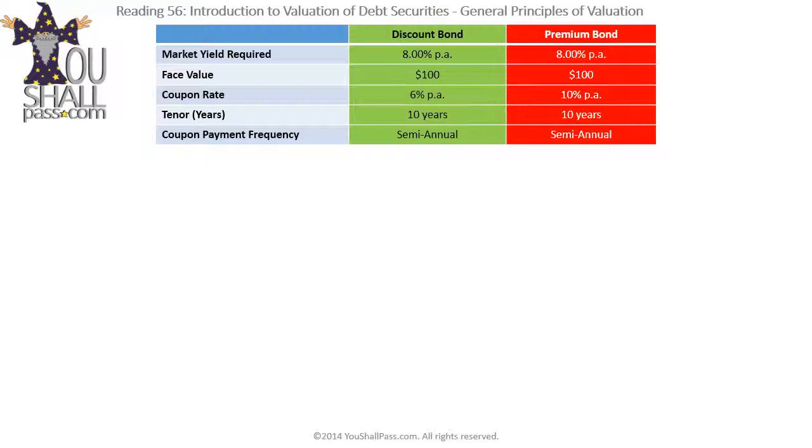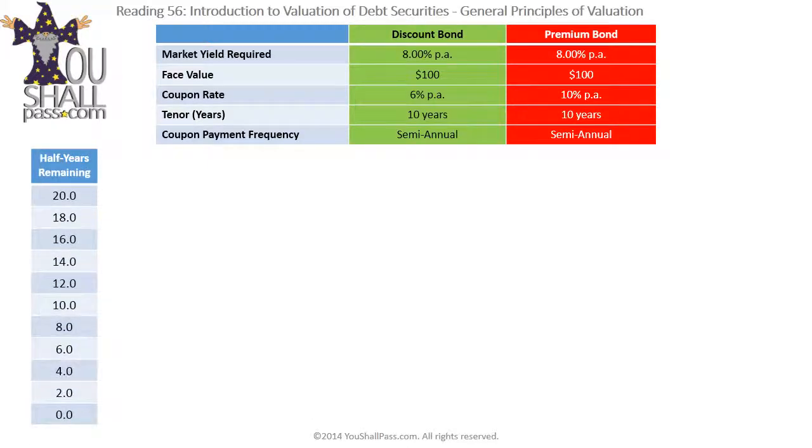Now, the first thing to note here is this. The bond world lives, breathes, and calculates in 6 monthly intervals. Pretty much everything is worked out over a 6 monthly time frame. So, in keeping with this convention, we've laid out the 10 remaining years of the bonds as 20 half years or 20 six-monthly intervals here.